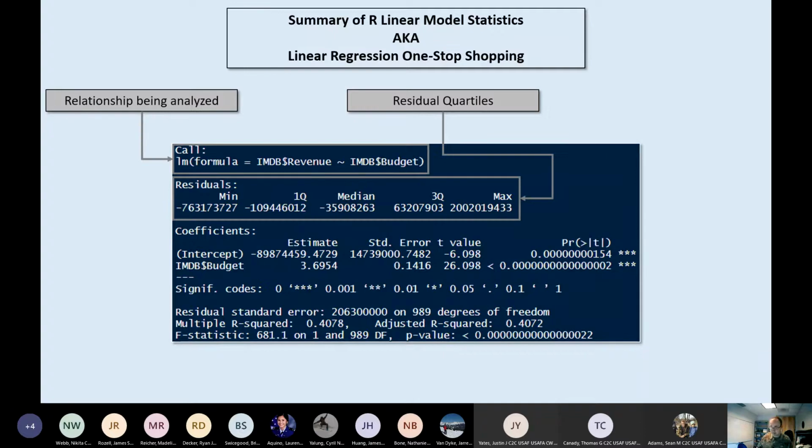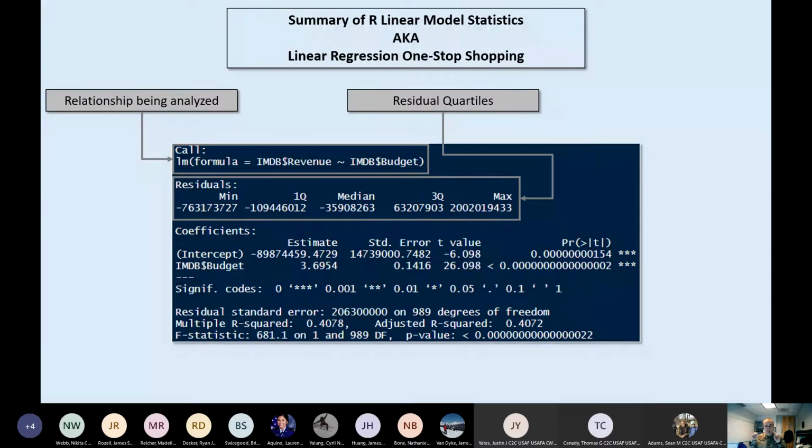First of all, some of these things we already talked about, and I'll go over them fast. The first top two parts, the call at the top, is just saying, reminder, this is the relationship that you're analyzing. It says what you asked for was a linear model, and it gives you the formula and information about revenue versus budget. That line is not inconsequential because the order matters. It is reminding you, this is what I'm giving you information about. If this isn't what you wanted, you need to redo it.